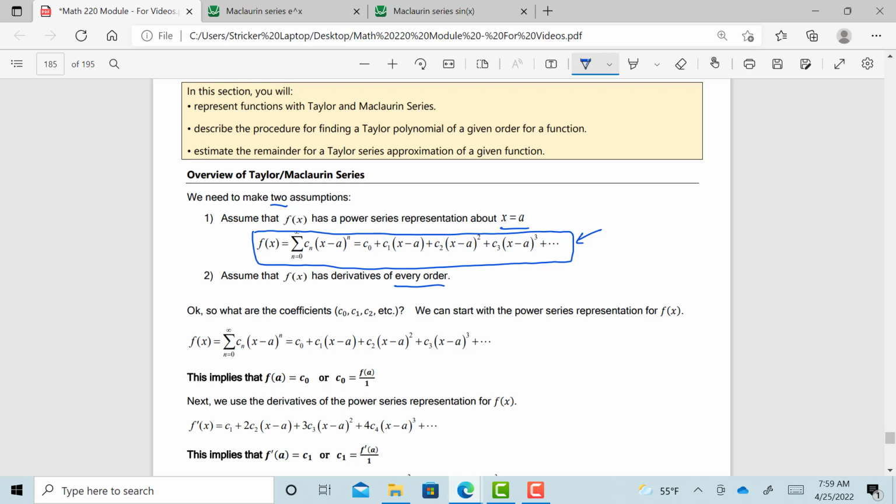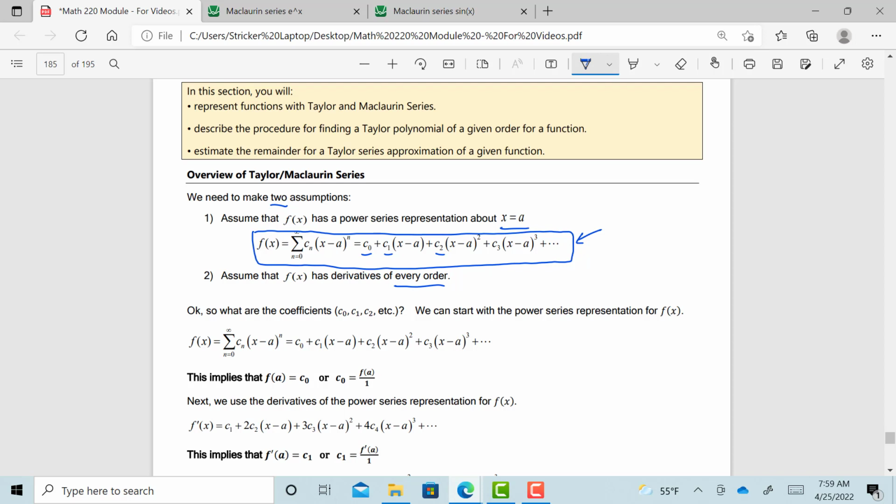All right, so now that we have the two assumptions out of the way, let's talk about how we find the coefficients, because you'll notice in the power series representation that there are a bunch of coefficients. There's C0 in the first term, C1 in the second term, C2 in the third term, and so on. So let's go ahead and talk about what those actually are equal to. And it's actually rather easy how we come up with it.